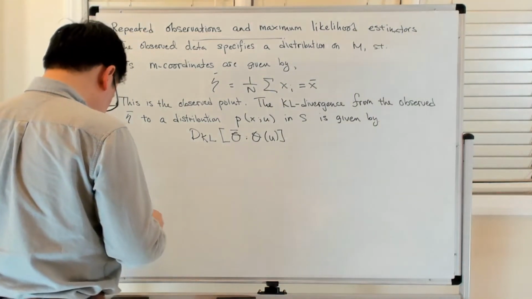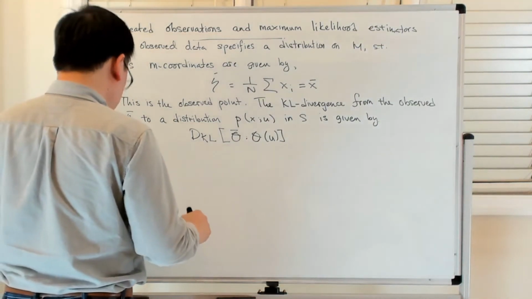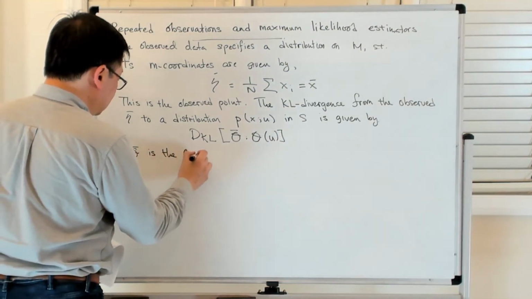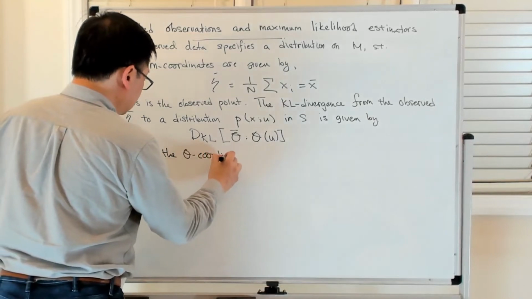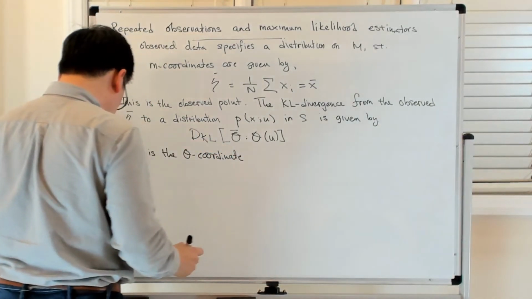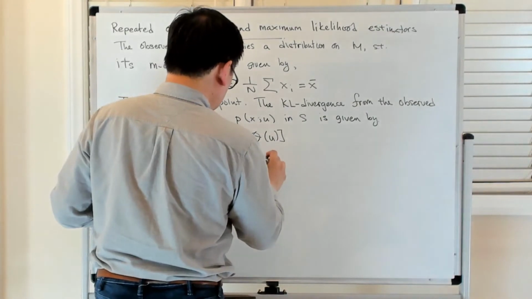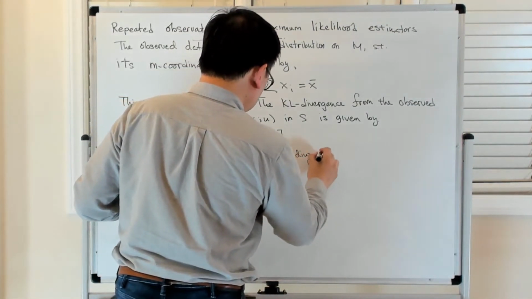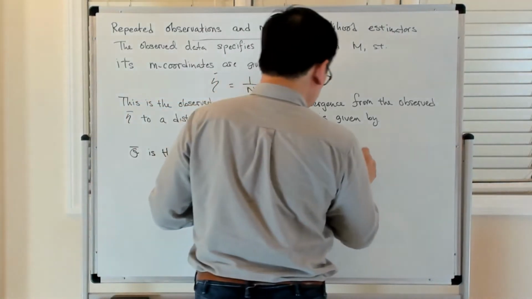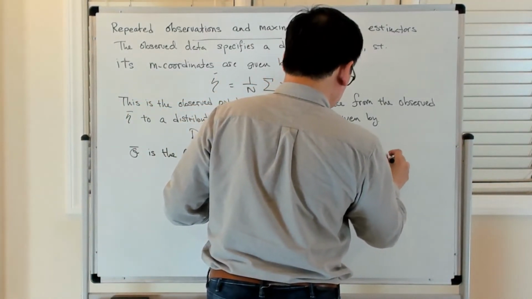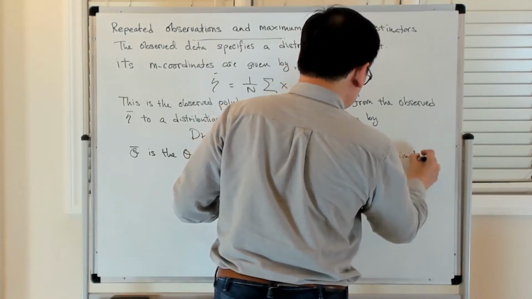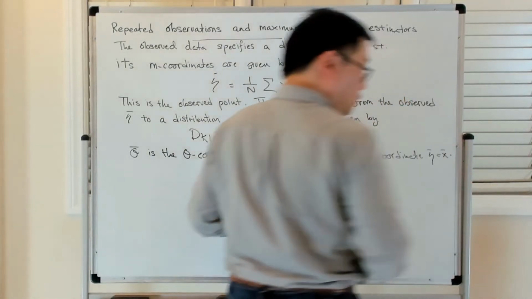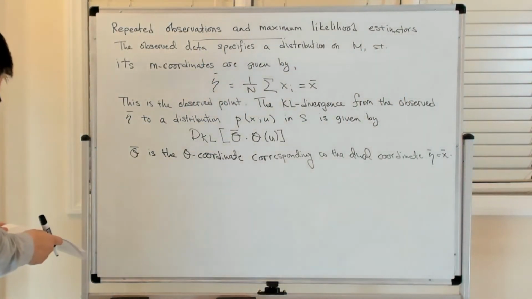Okay. So as I said, theta bar is the theta coordinate which corresponds to the dual coordinate eta bar, which, if you recall, is the observed point x bar. Okay.